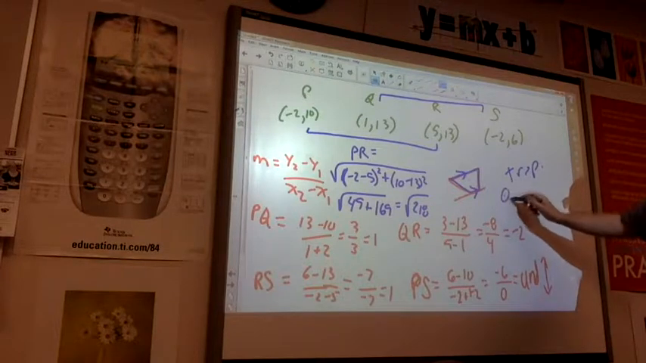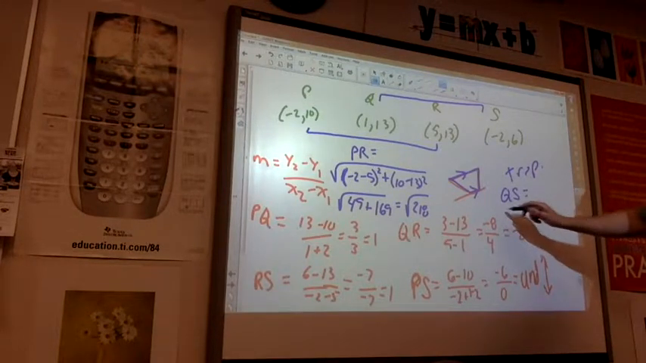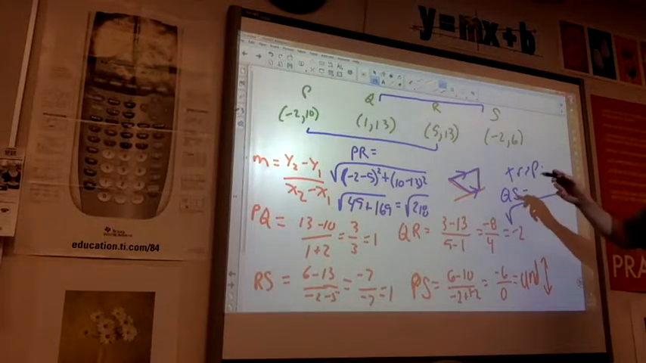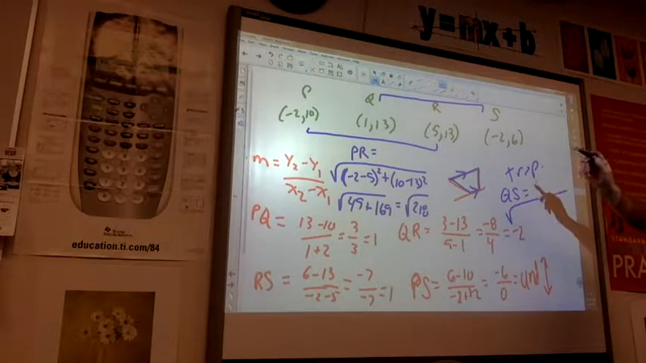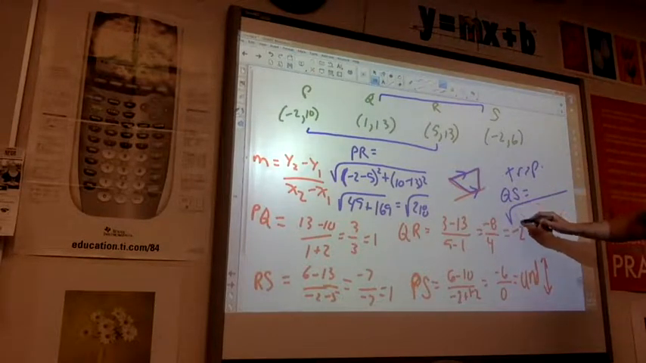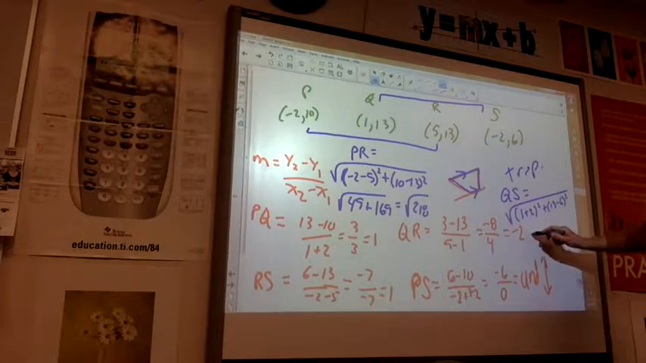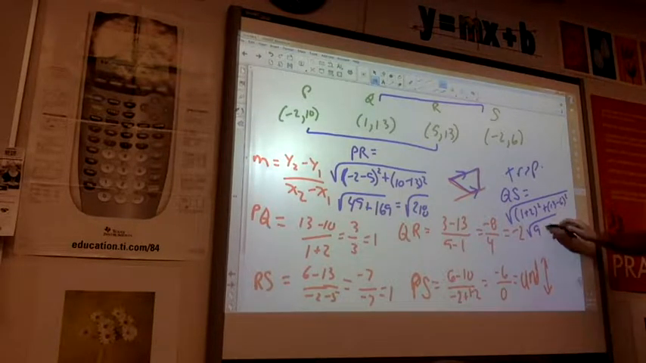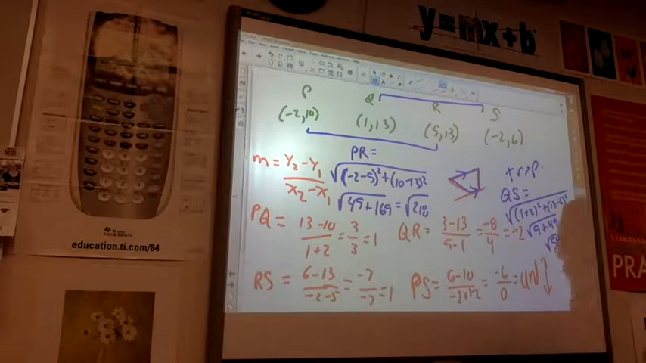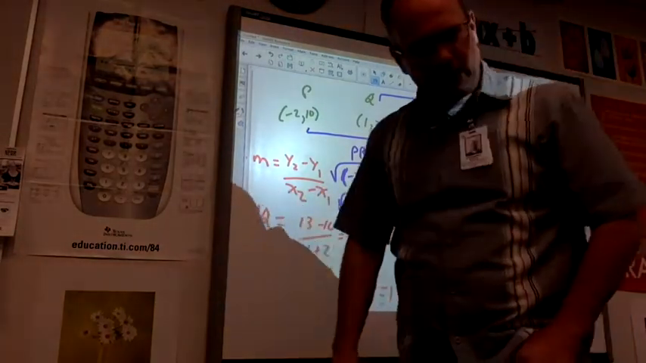So if I'm looking for QS now, I'm using distance formula if you haven't figured that out. Q to S. Let's see, 1 plus 2 squared plus 13 minus 6 squared. So that's 3 squared, which is 9, plus 49. Yeah. So that's root 58. So that's the length of your diagonal, so you don't have the same length of the diagonals.